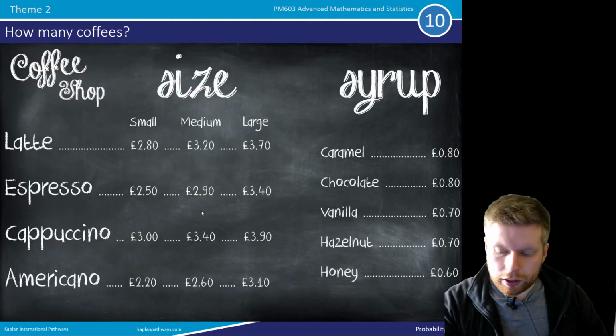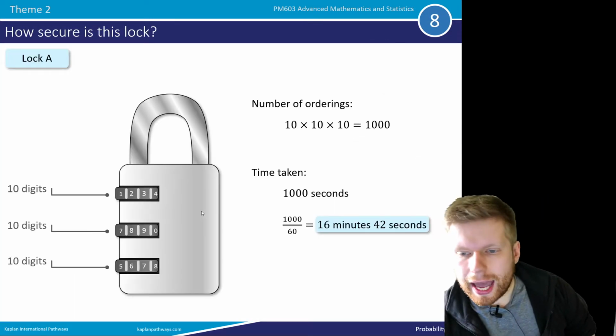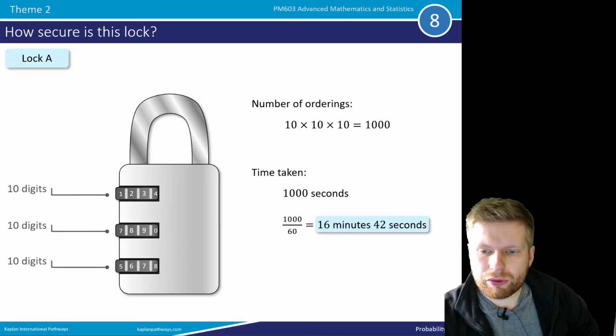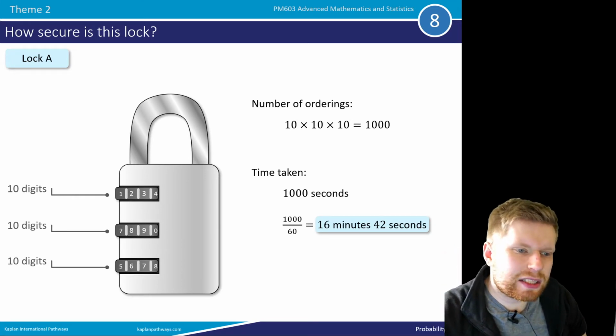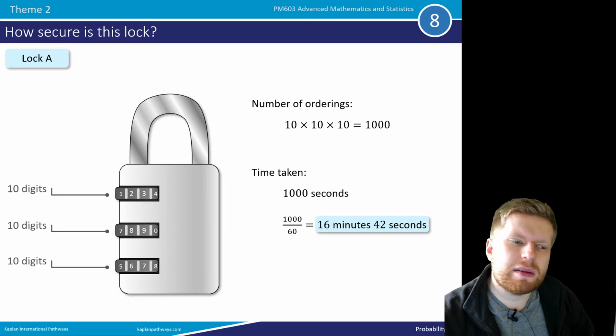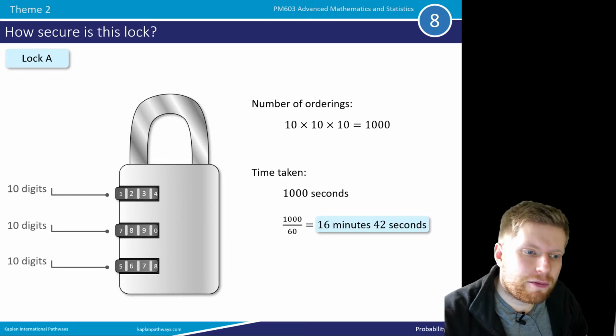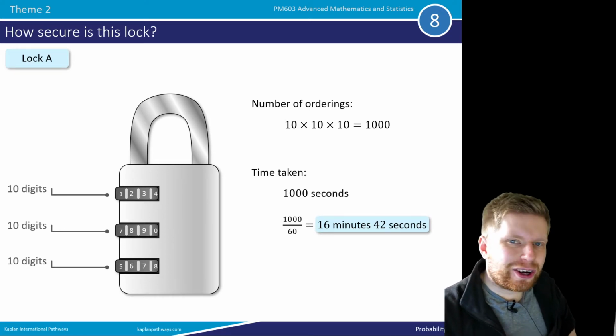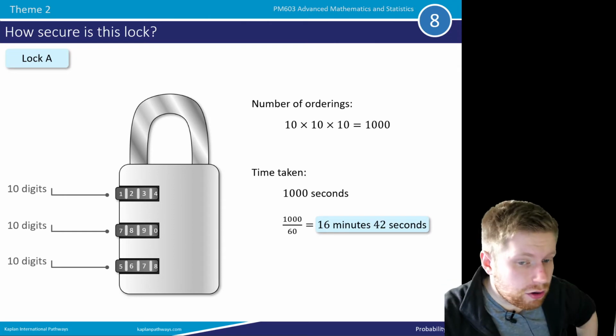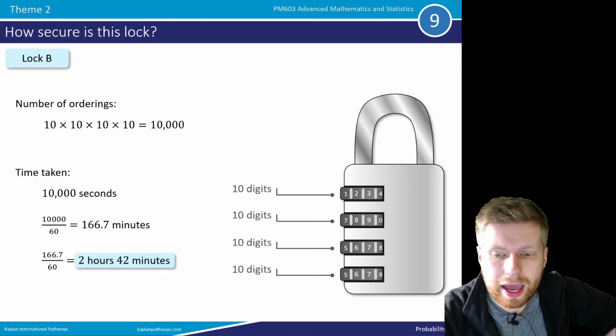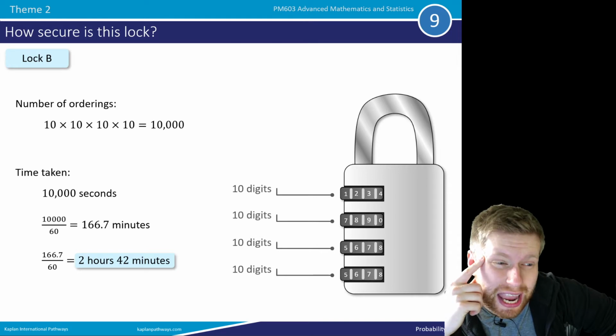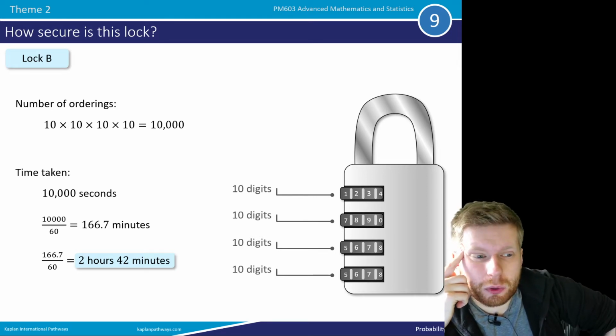So in other words, if you look at these two locks, okay? Lock A, where you just have 3 wheels, well, it will take about 16 minutes and 42 seconds. So just around 15 minutes to crack every single possible combination. Whereas you look at lock B, just by having that extra wheel on there, that's the only difference, it's going to take nearly 3 hours to try the different possible orderings.